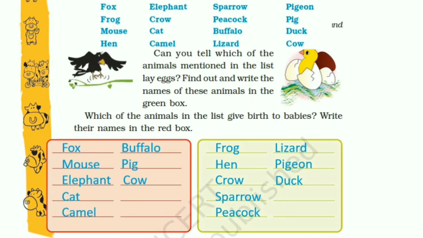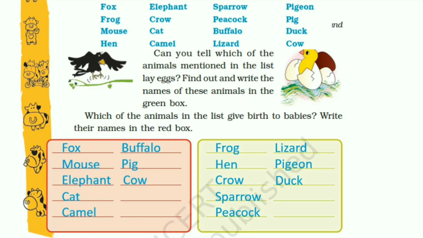So students, I have divided the animals into red box and green box. Can you tell which of the animals mentioned in the list lay eggs? Find out and write the names of these animals in the green box. Which of the animals in the list give birth to babies? Write the name in the red box.